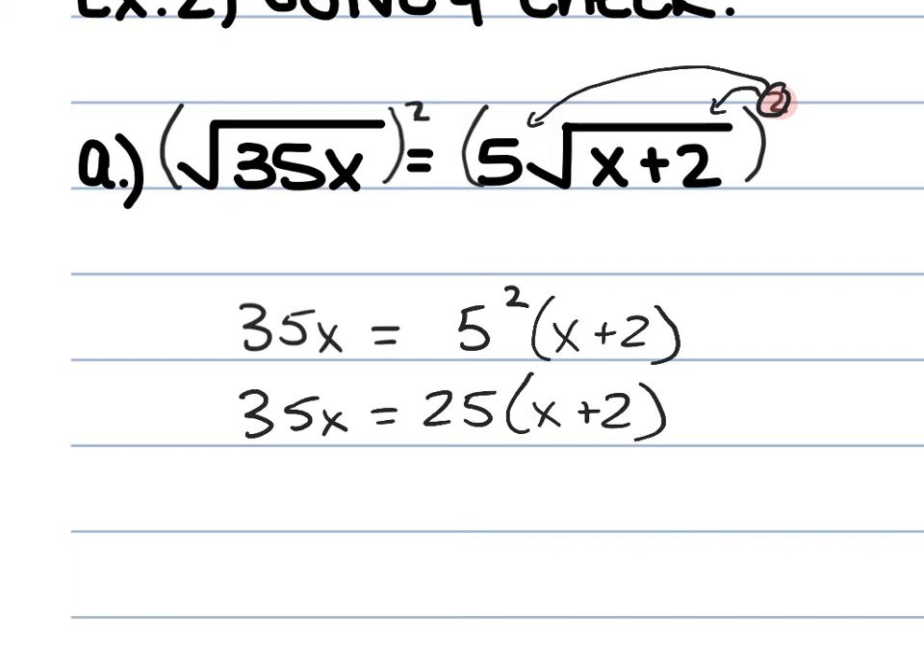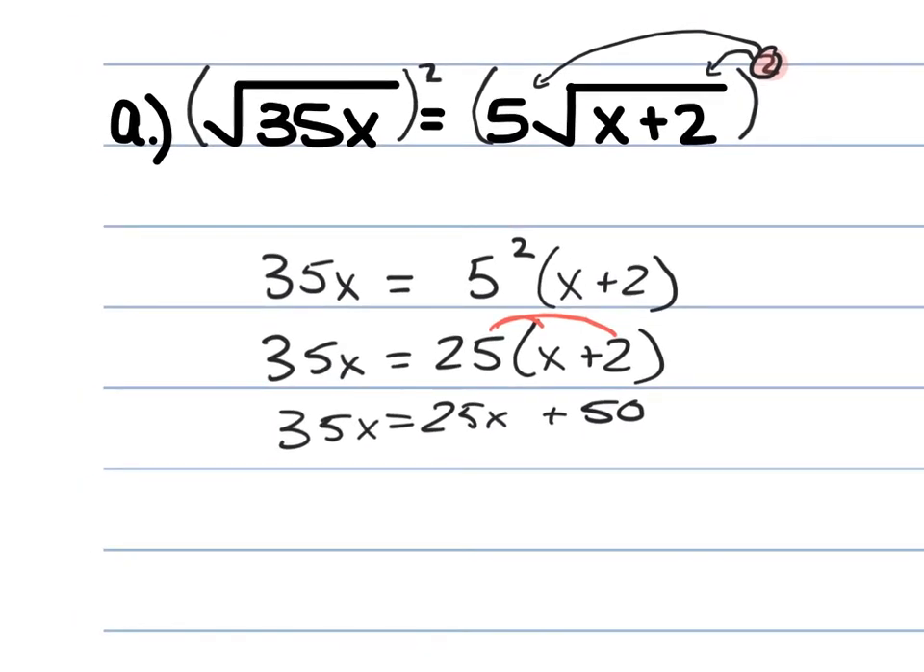So we are going to distribute now, and we get 35x is equal to 25x plus 50. Next step, subtract 25x. Okay, so we are going to subtract 25x, and we get 10x is equal to 50.